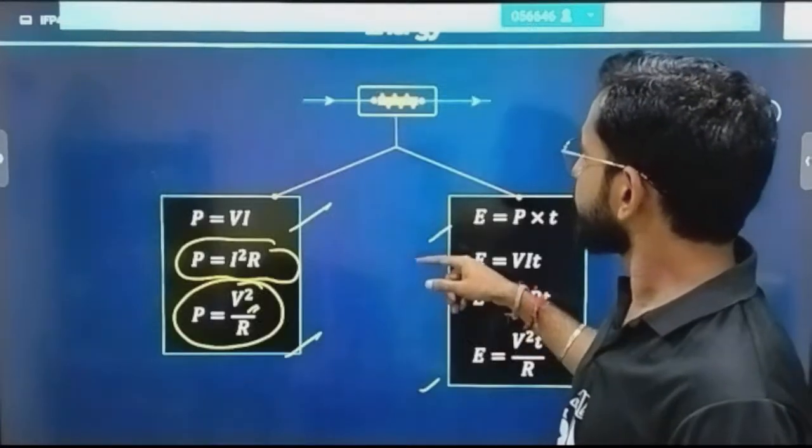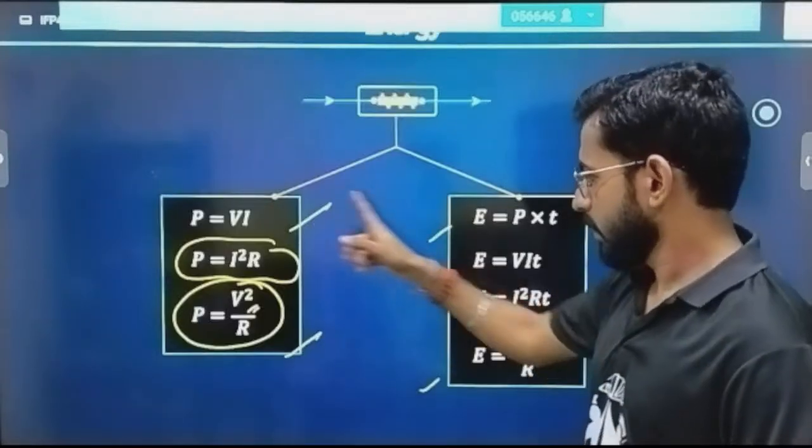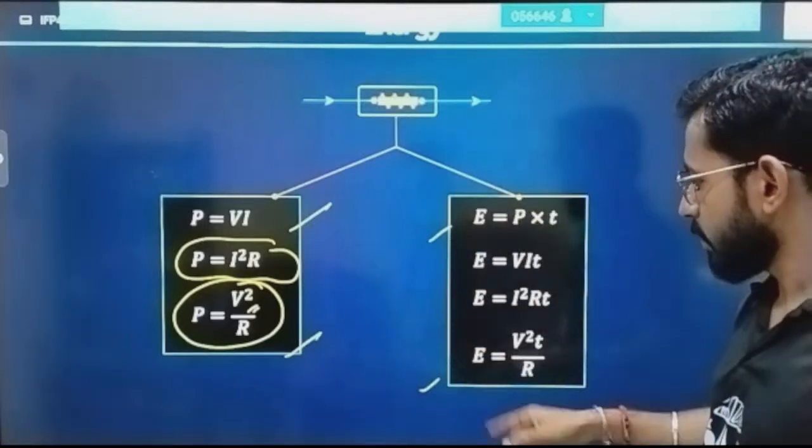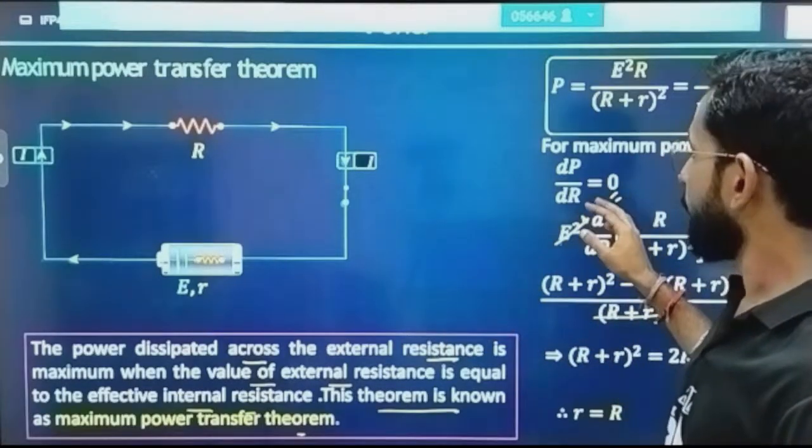So these are all the formulas that I have summarized in a single place. This is for formulas for power, and these are all the formulas for energy. These are the important formulas that you have to remember.